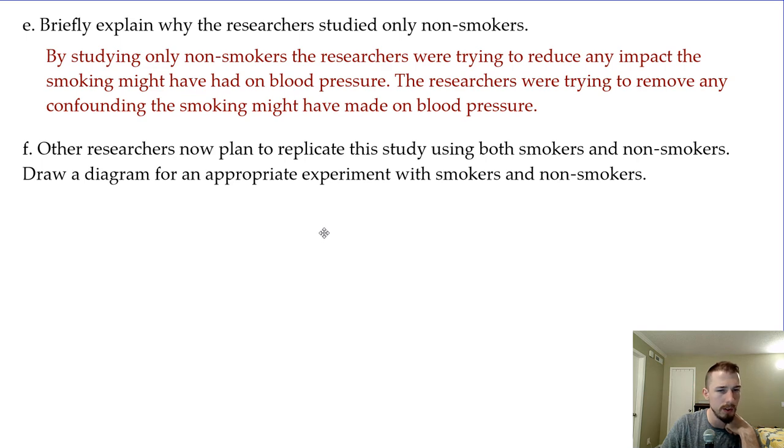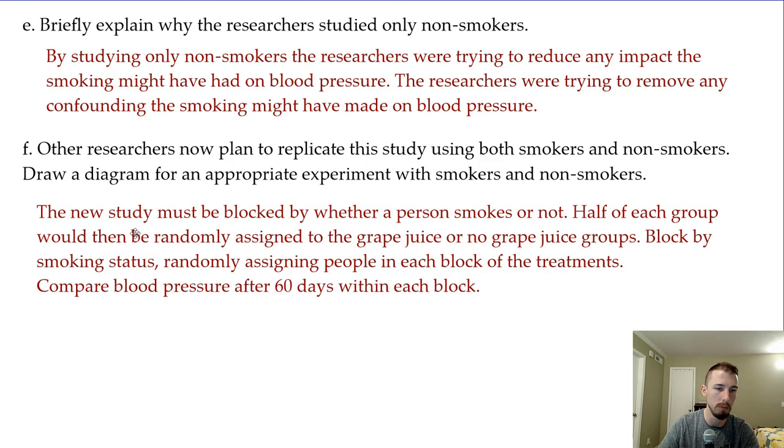Other researchers now plan to replicate the study using both smokers and non-smokers. Okay, blocking. Draw a diagram for an appropriate experiment. Okay, so we're going to block. I didn't actually draw the diagram for you, but essentially at the beginning, we're blocking by smokers and non-smokers. Then we assign two random groups, grape juice and no grape juice, for both of them. At the end, we compare and see the differences between the two.